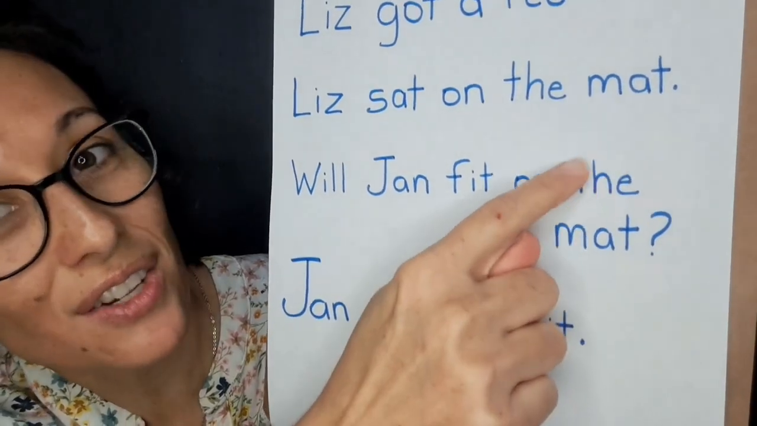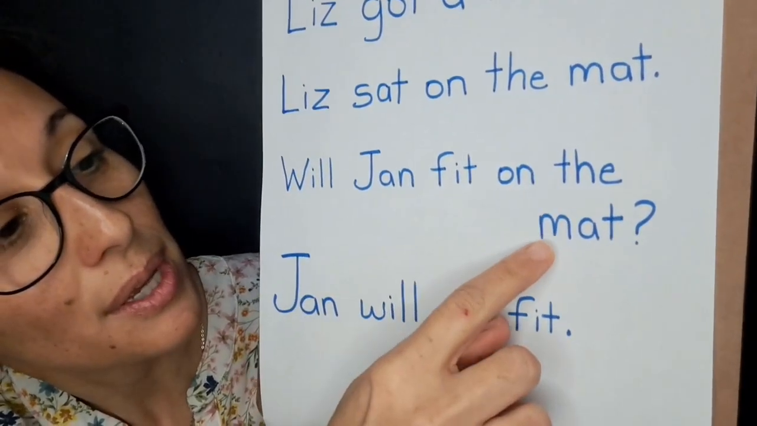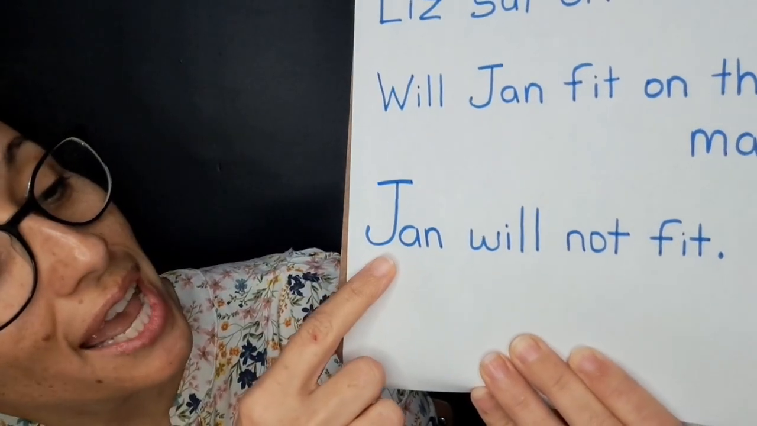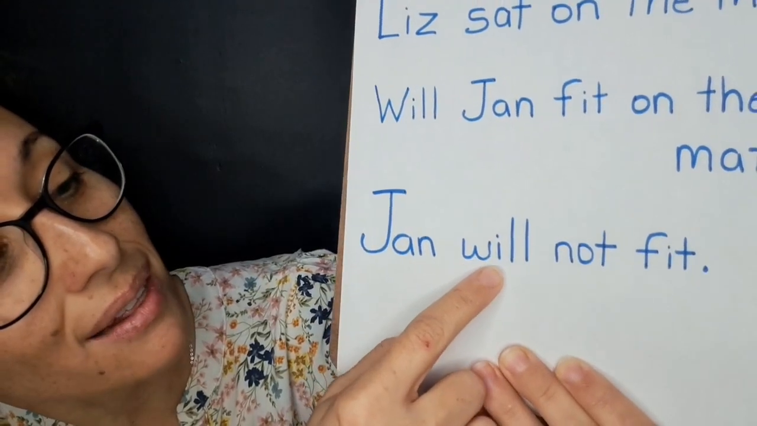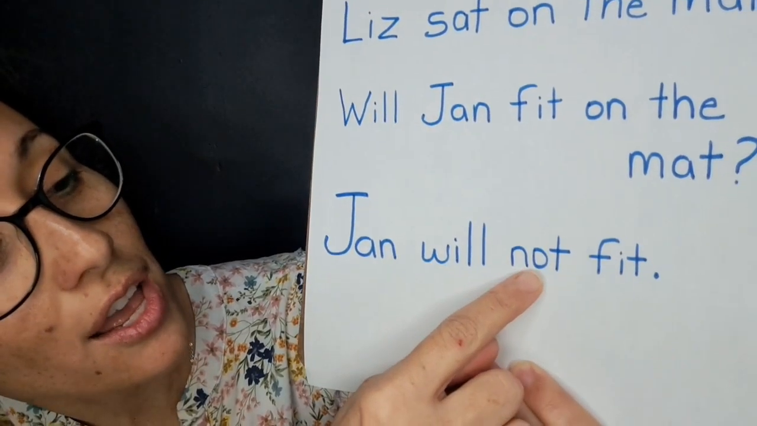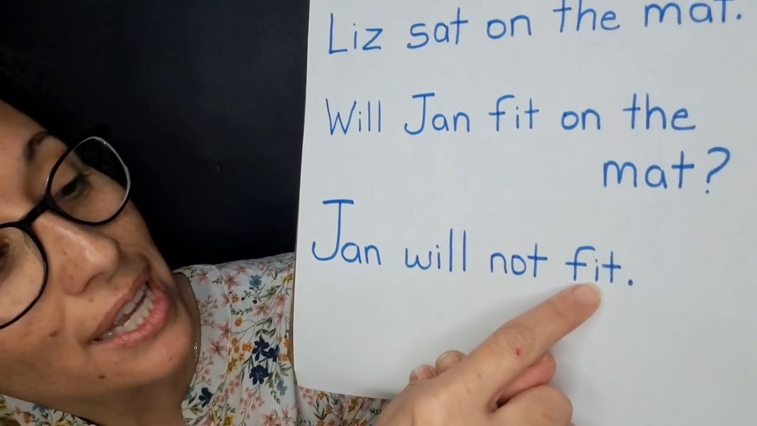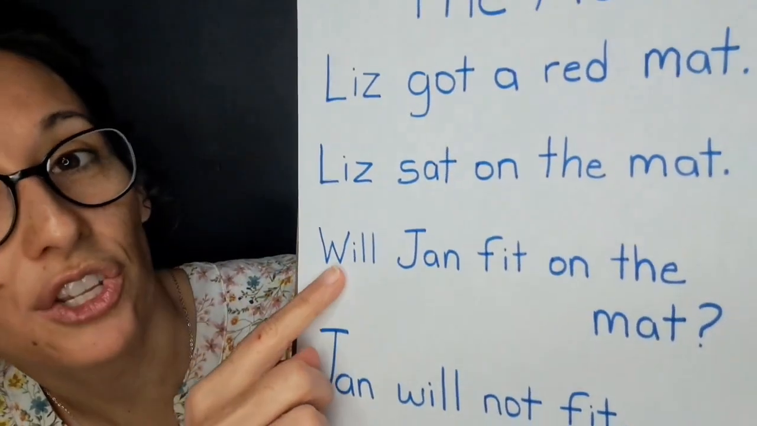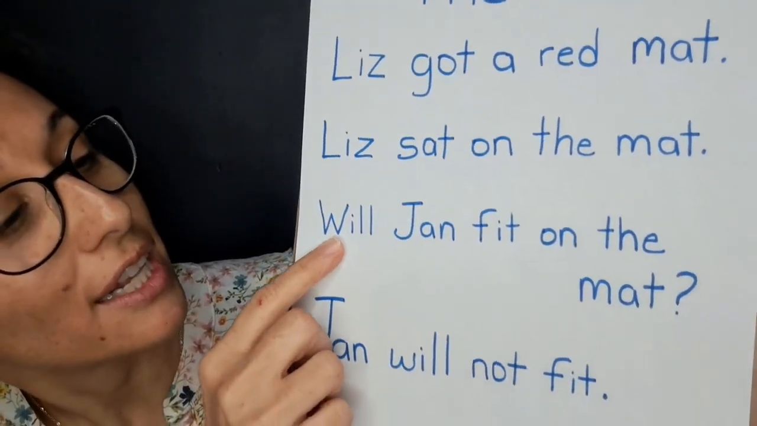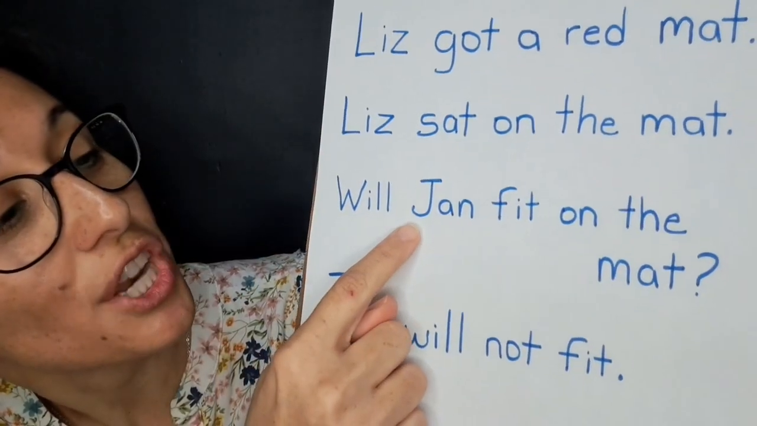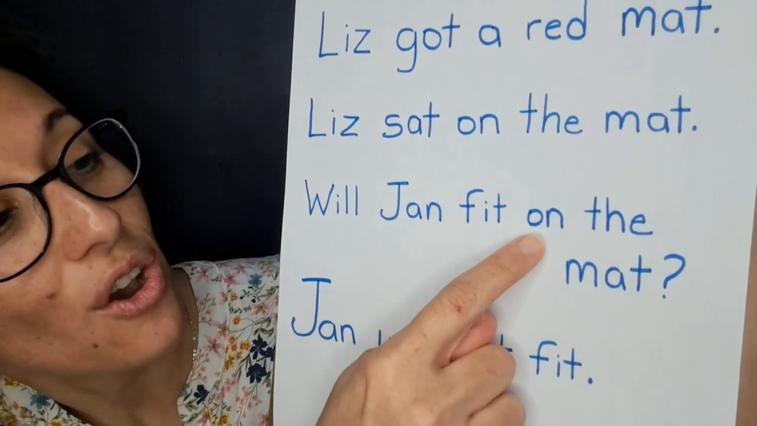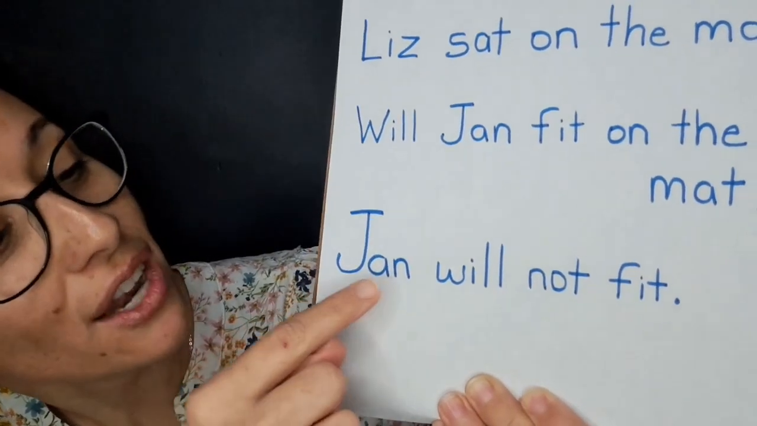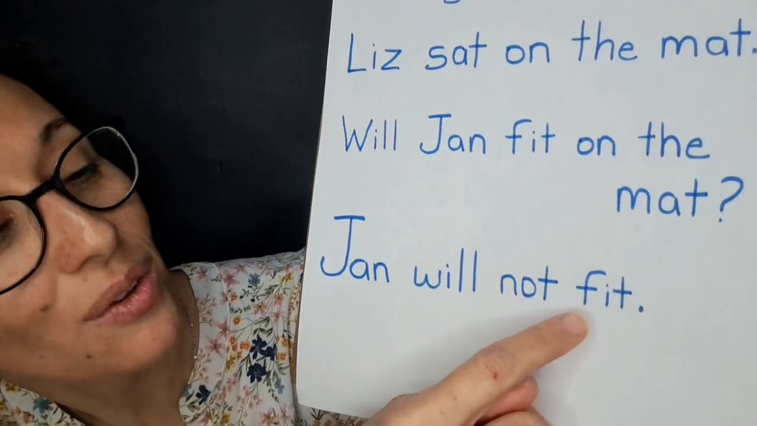on, that's our sight word, the mat? Jan will not fit. Okay, now I'm going to help you read these two, but we're going to read them a little bit better. Will Jan fit on the mat? Jan will not fit.